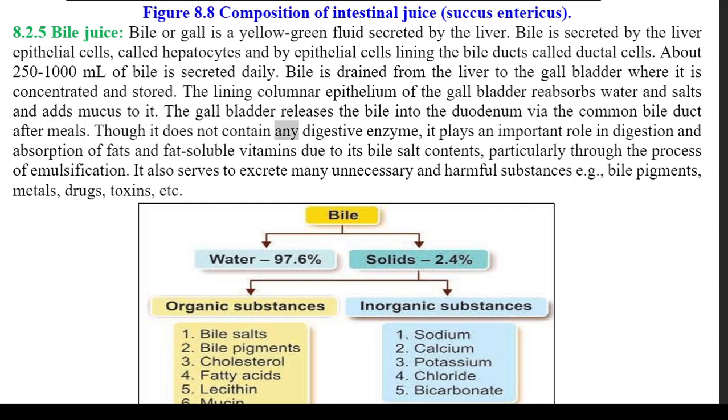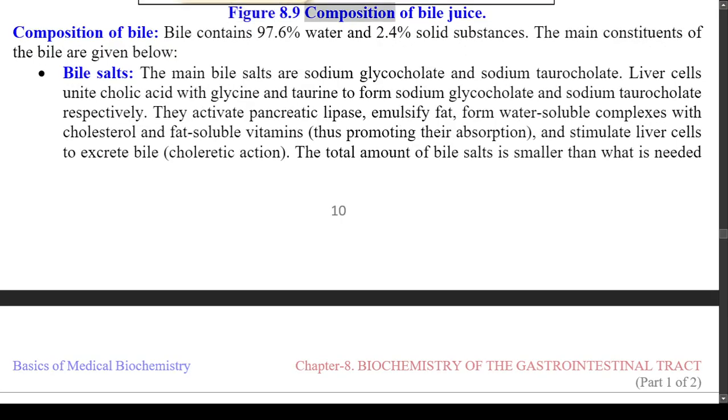Though it does not contain any digestive enzyme, it plays an important role in digestion and absorption of fats and fat-soluble vitamins due to its bile salt contents, particularly through the process of emulsification. It also serves to excrete many unnecessary and harmful substances, for example bile pigments, metals, drugs, toxins, etc. Figure 8.9 Composition of bile juice. Composition of bile. Bile contains 97.6% water and 2.4% solid substances. The main constituents of the bile are given below.